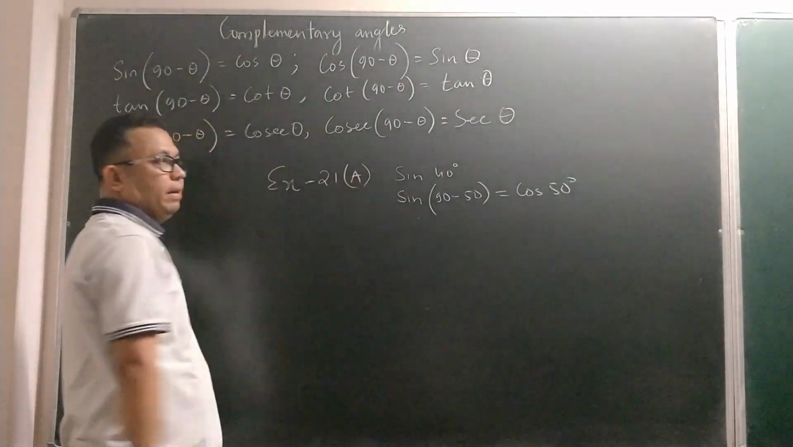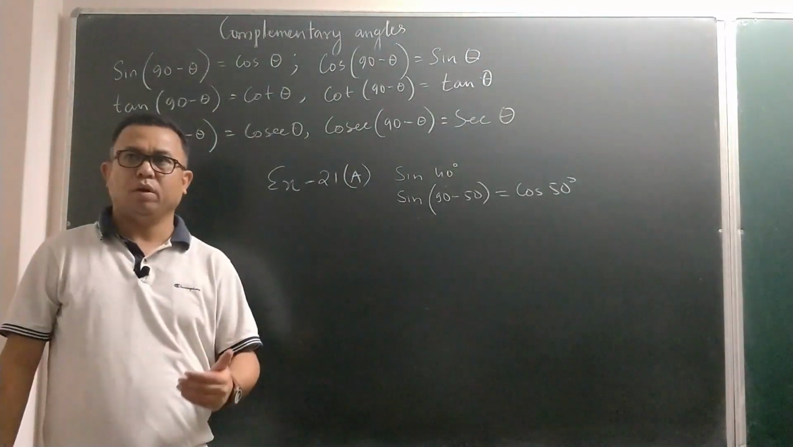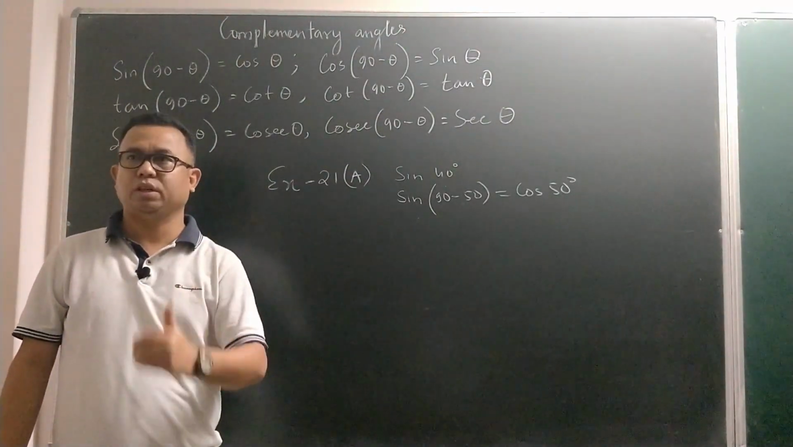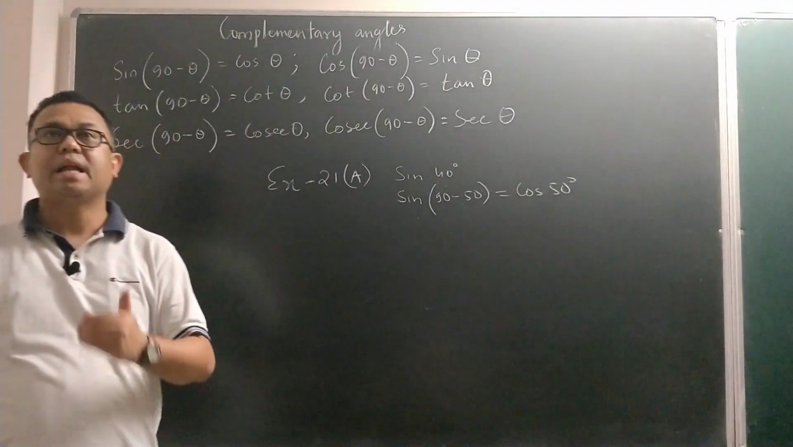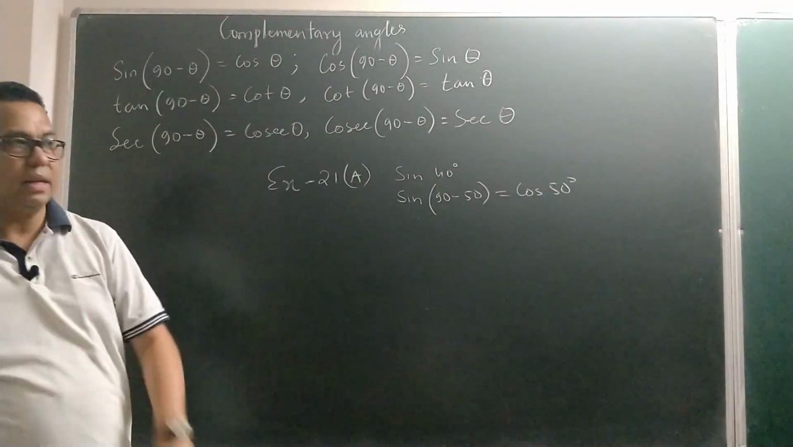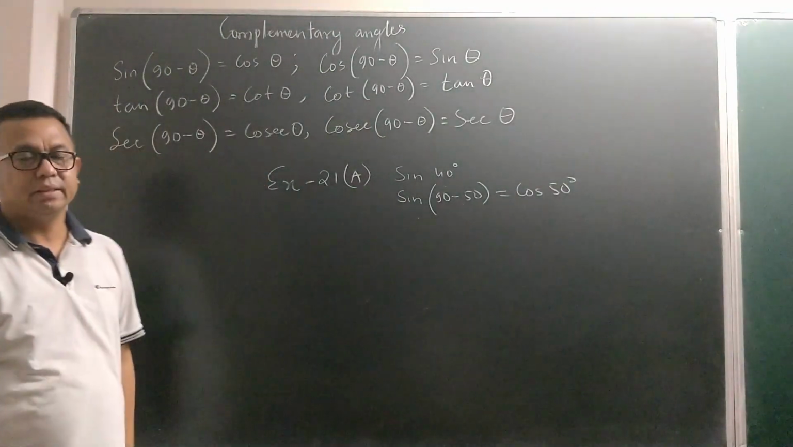By the way, you have exercise 21B also, but 21B is about finding trigonometric values for non-standard angles, which is not in your class 9 syllabus, but is there in the class 10 syllabus.